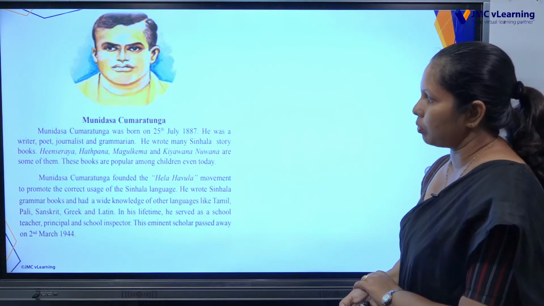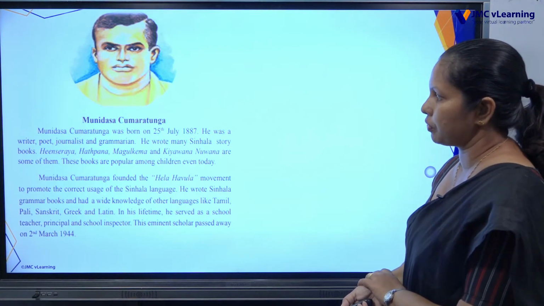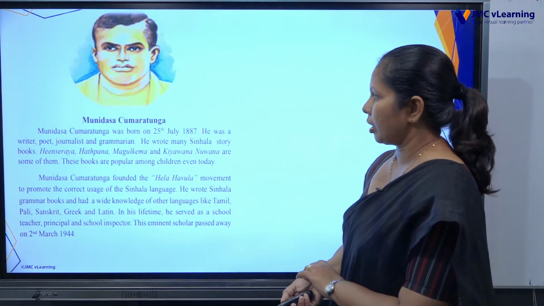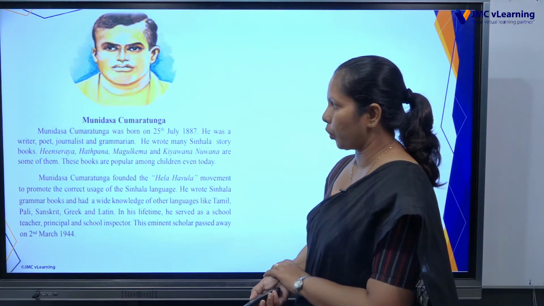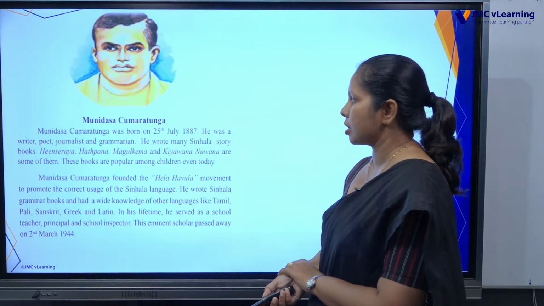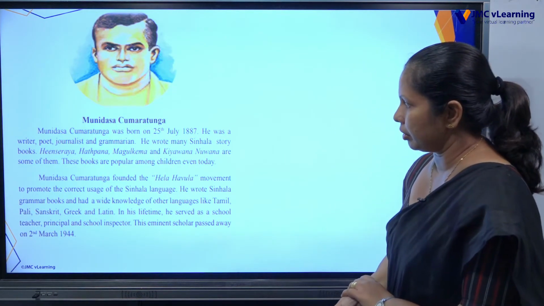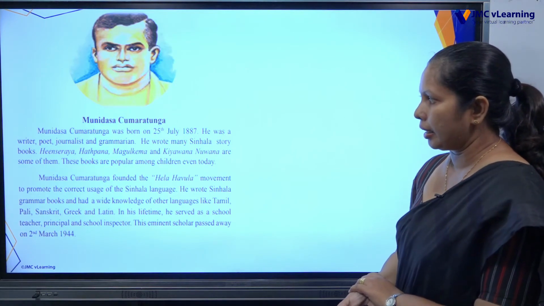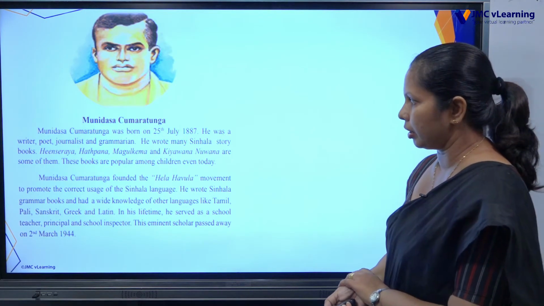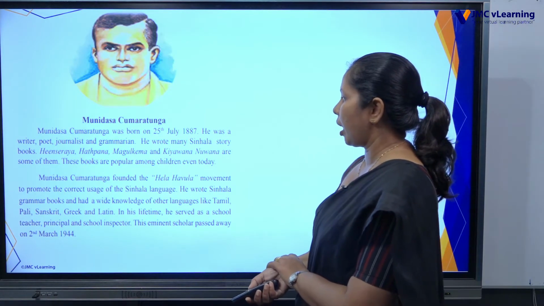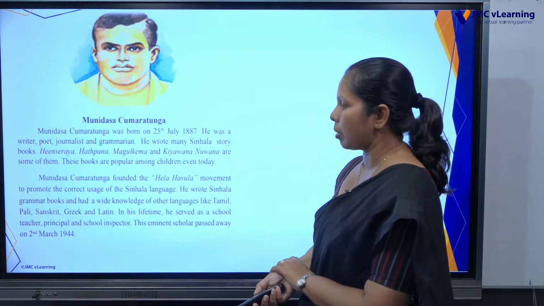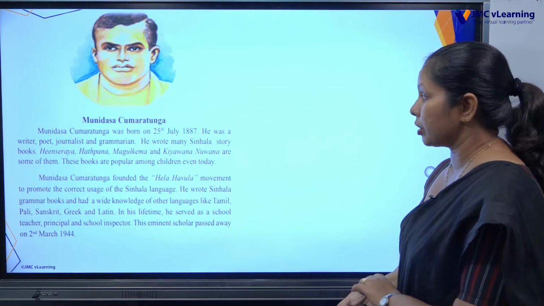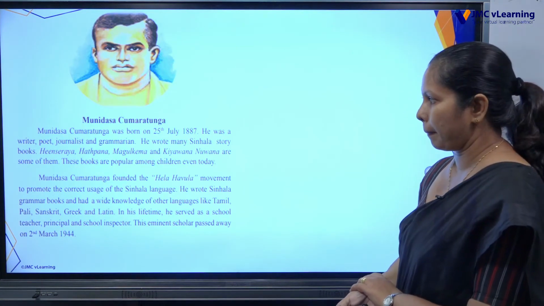Munidasa Kumaratunga was born on 25th July 1887. He was a writer, poet, journalist and grammarian. He wrote many Sinhala story books. Hීන් සැරය, හත්පන, මගුල් කෑම and කියවන නුවණ are some of them. These books are popular among children even today.